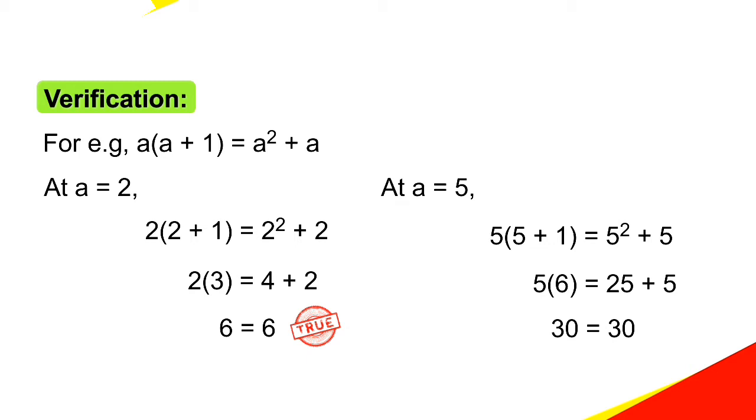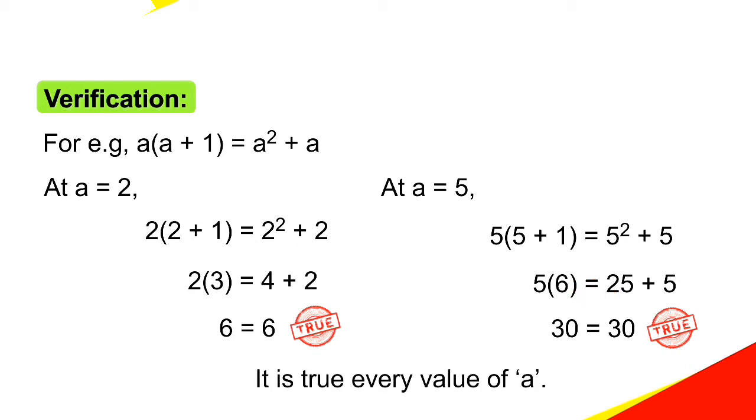Now 25 plus 5, how much? Right, 30. Now is it true? Yes, it is true, because LHS is equals to RHS. So what we can say? It is true for every value of A. Okay.